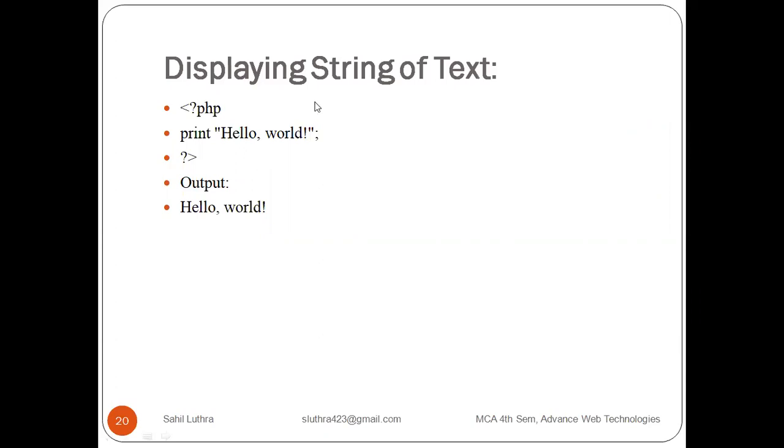So this is how you can display a string of text with the help of PHP. First of all, less than question mark PHP. After that, print "hello world", and here question mark and, oh sorry, greater than. And this is the value. Output is hello world. So this is how you can use print in PHP. You can use echo to display something on the screen, and you can also use the print function to display something on the screen.